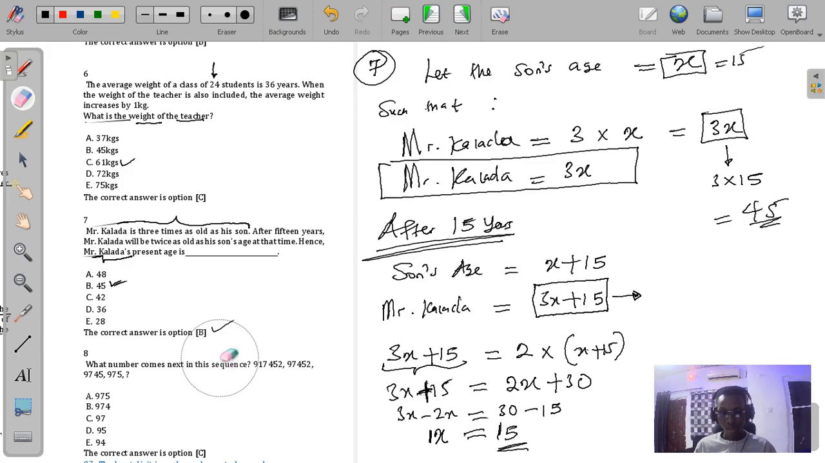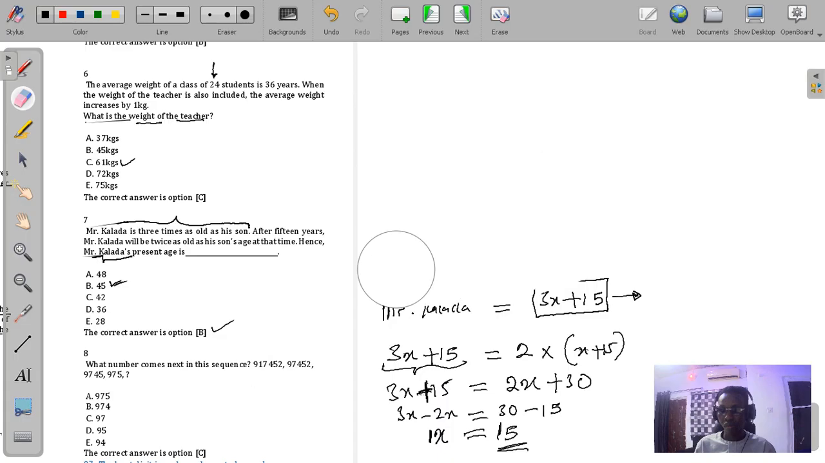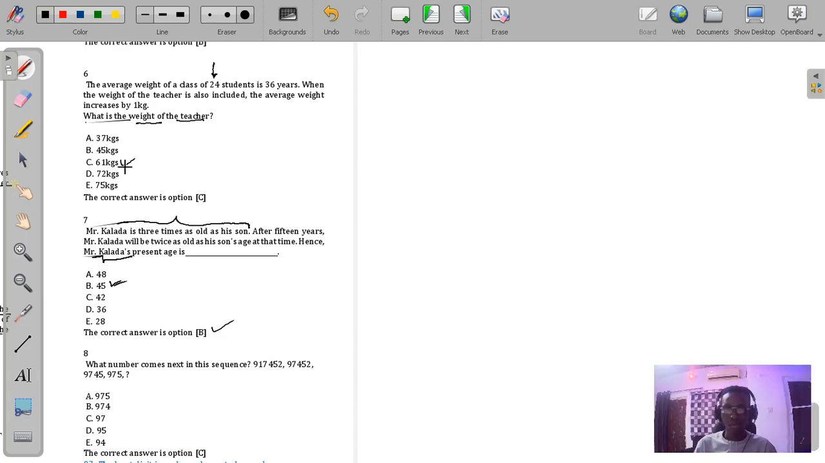Okay, so we have question. Let me clear this. Number 8. Question number 8 here says, what number? This is like a puzzle. What number comes next in the sequence?